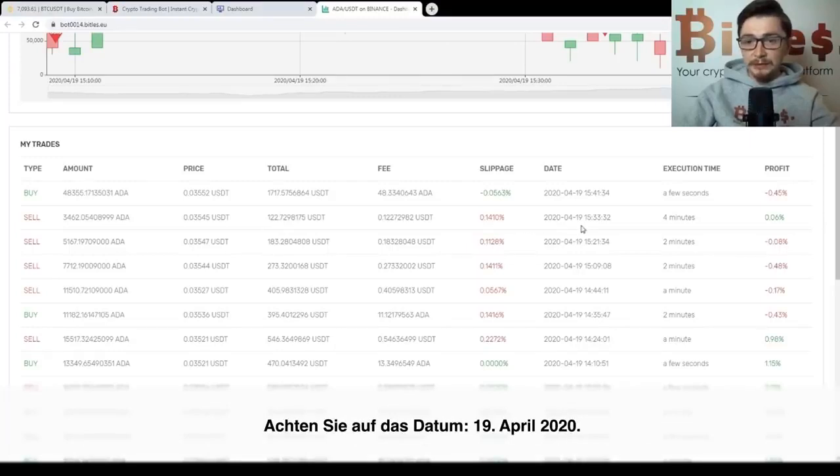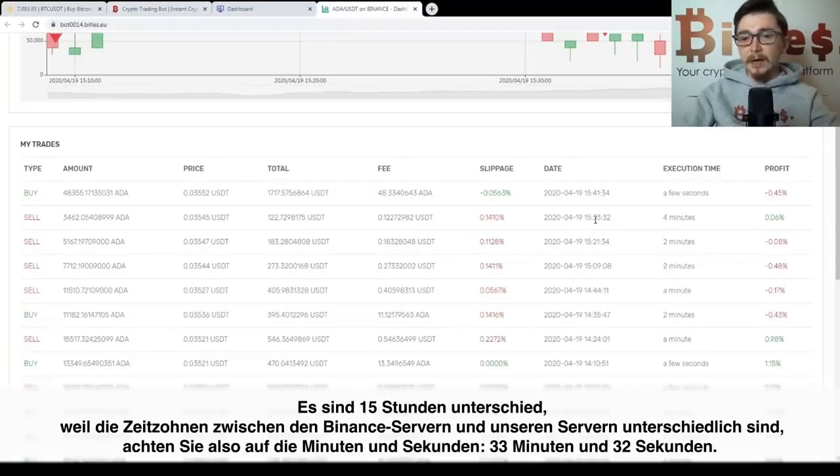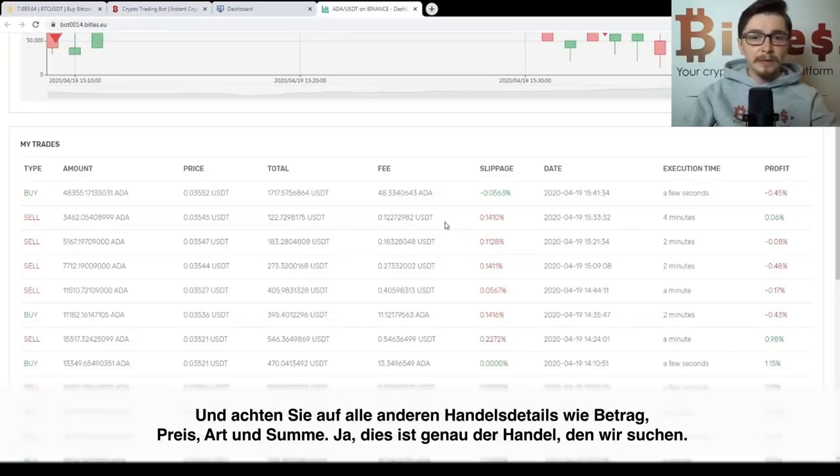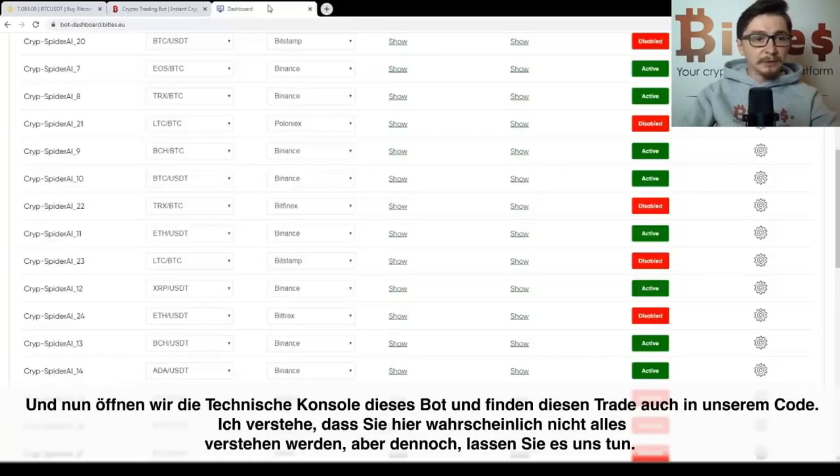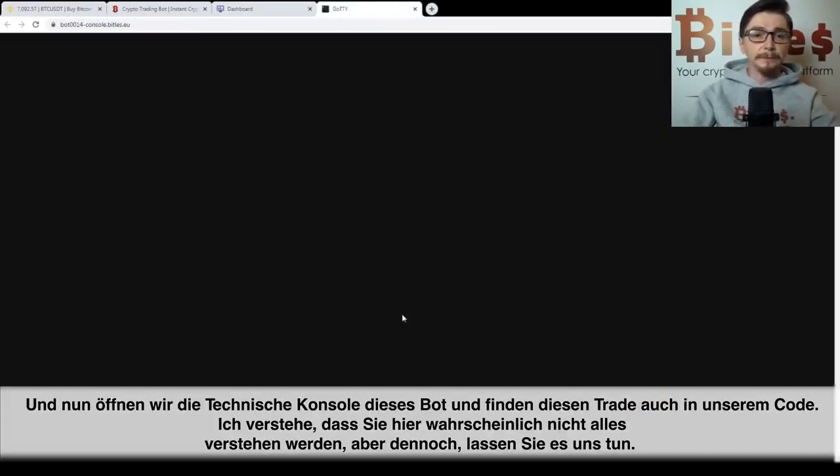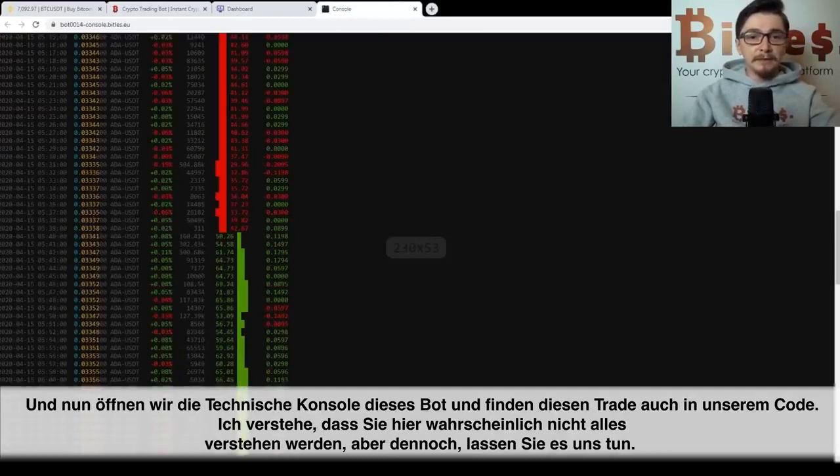Pay attention to the date, it's April 19, 2020. It's 15 hours because hours between Binance servers and ours are different, so pay attention to minutes and seconds. 33 minutes, 32 seconds, and pay attention to all the other parameters, the details of the trade as well, like total, price, amount, and type of the trade. So this is the trade and we have found it. And now let's open the technical console of this bot and find this trade in our code as well. I understand that hardly anything will be clear for you here, but nevertheless, let's do this.